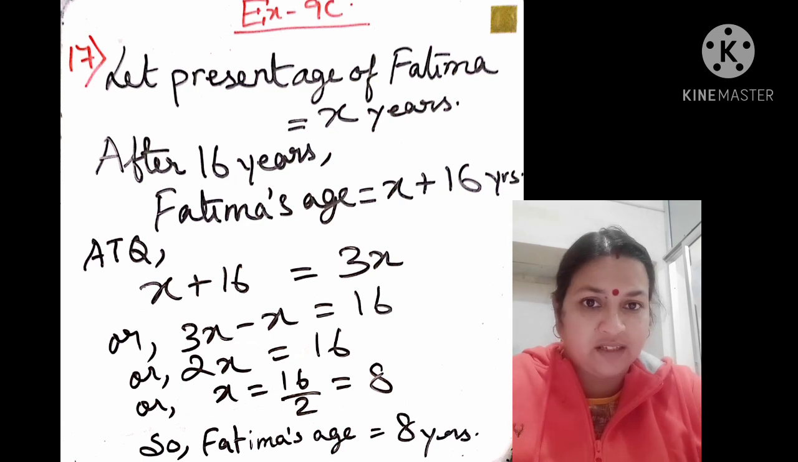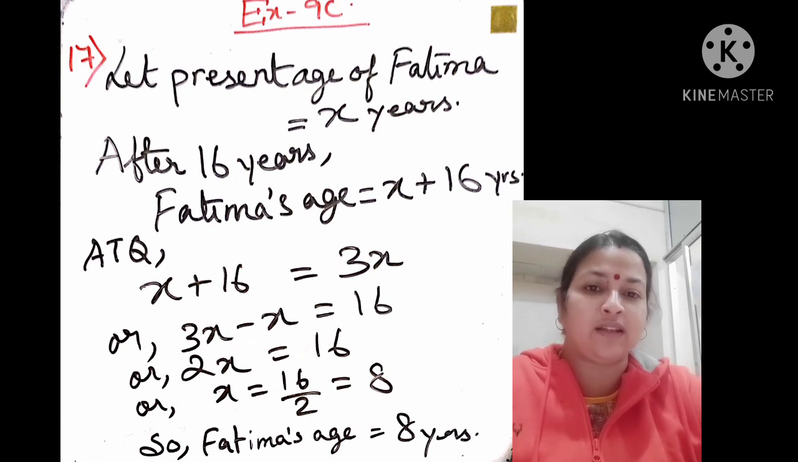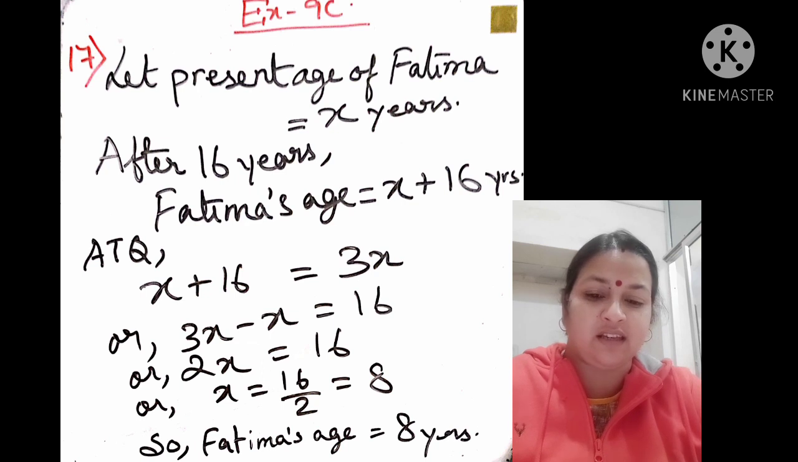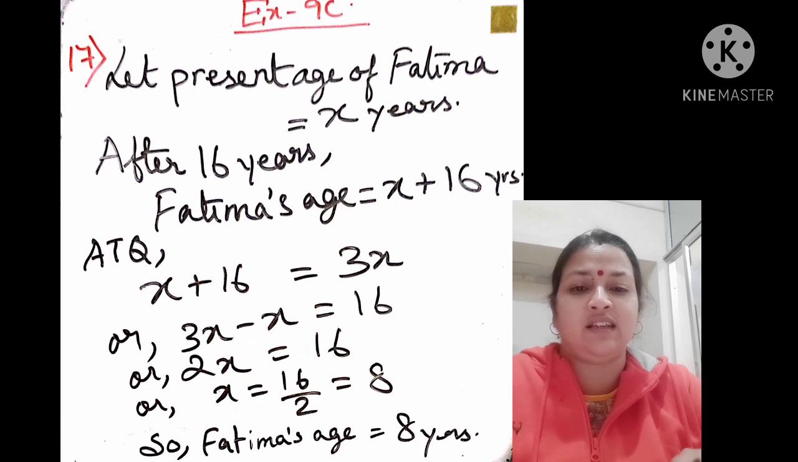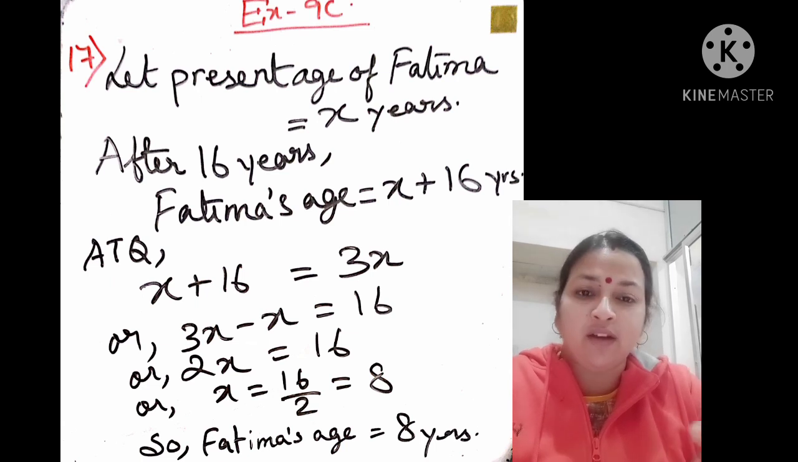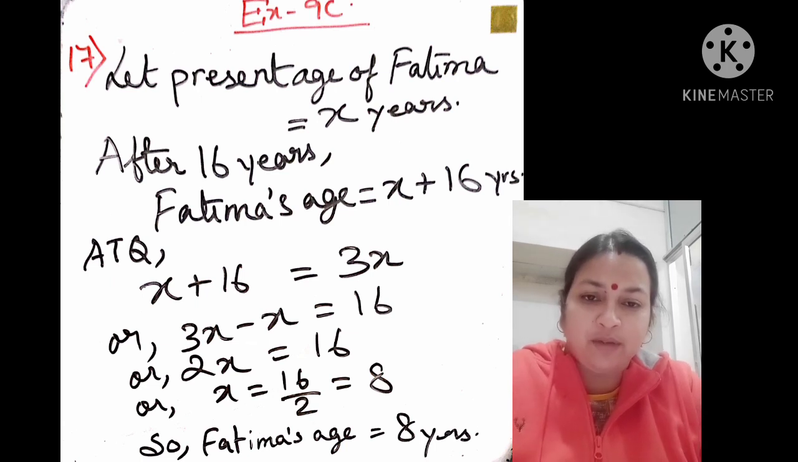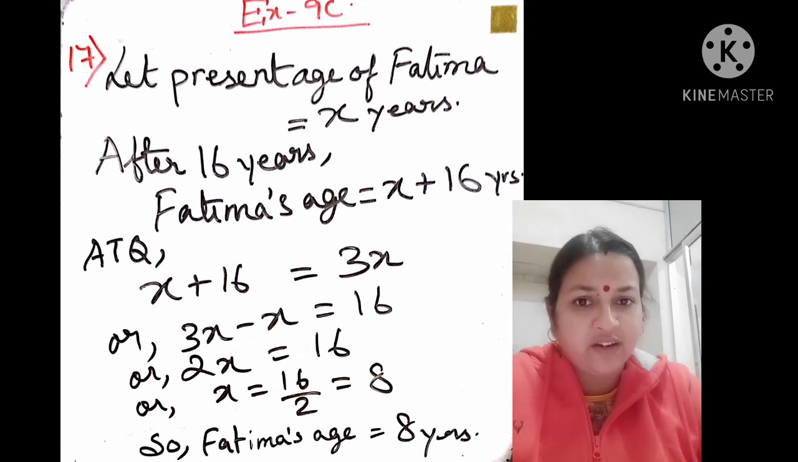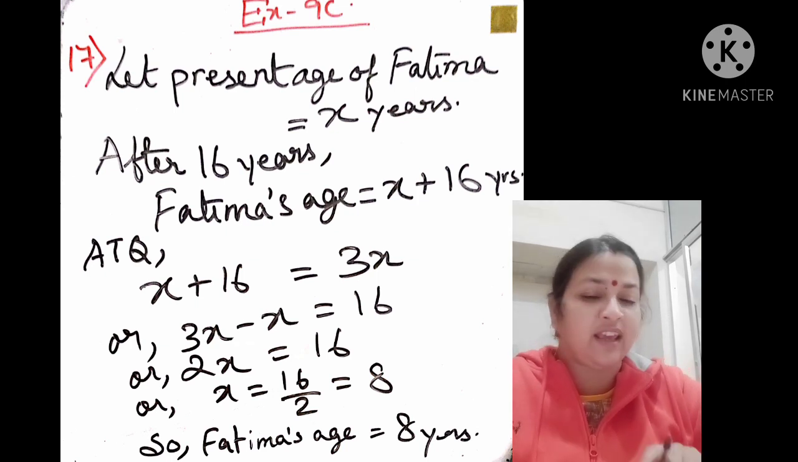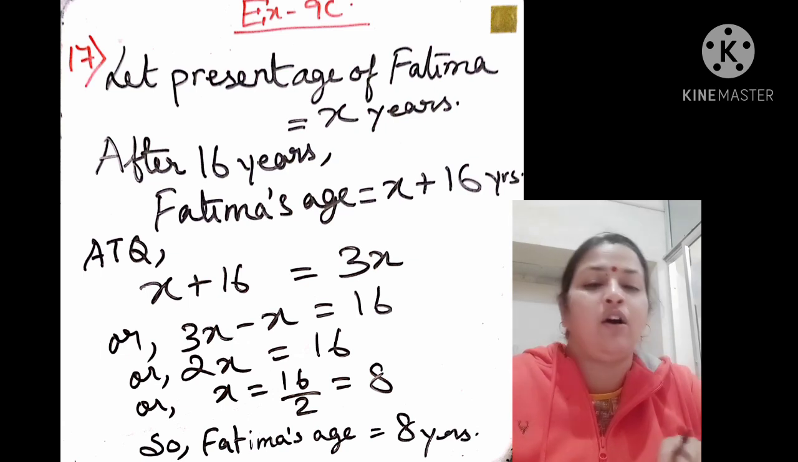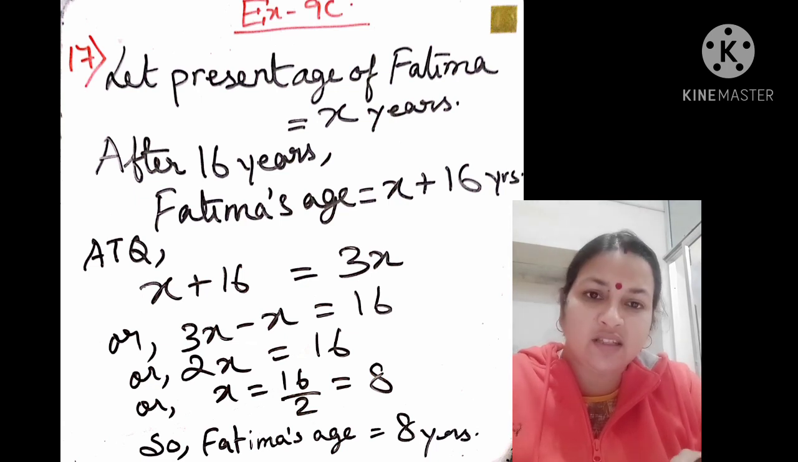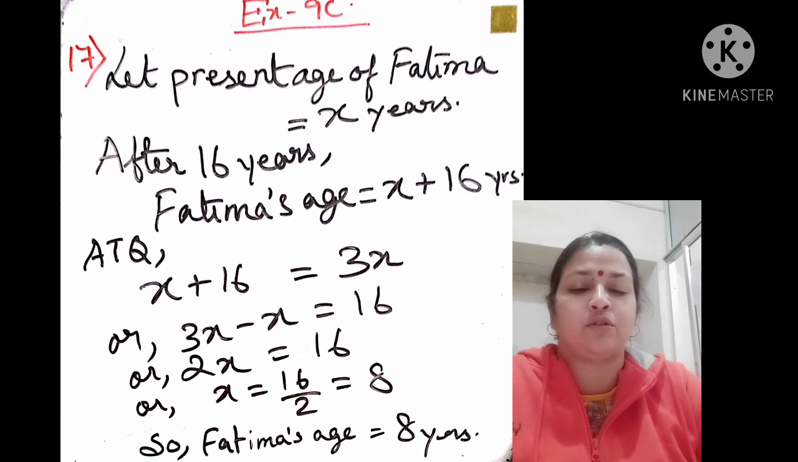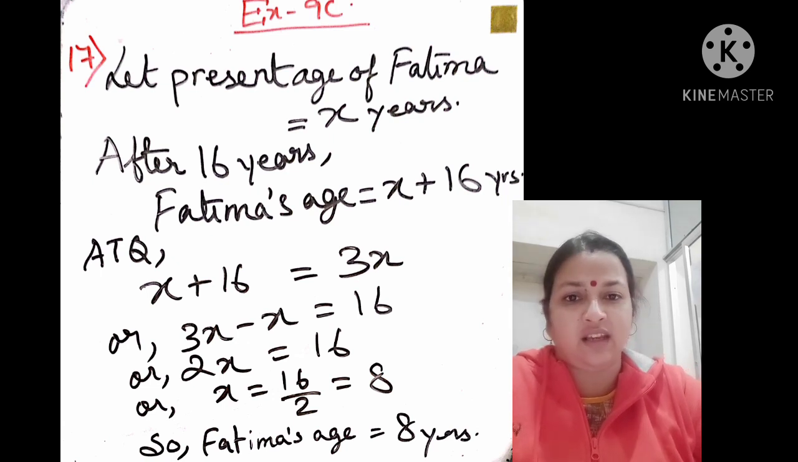Now we have to equate it, right? So ATQ, on one side we are putting x plus 16. Now what is the gap? She will be 3 times. So x plus 16 is equal to 3 into x. Why is 3 multiplied with x? Because we multiply with the smaller age naturally, right? So x plus 16 is equal to 3x, or 3x minus x is equal to 16, or 2x is equal to 16. That means x is equal to 8 years. So the present age of Fatima is 8 years.